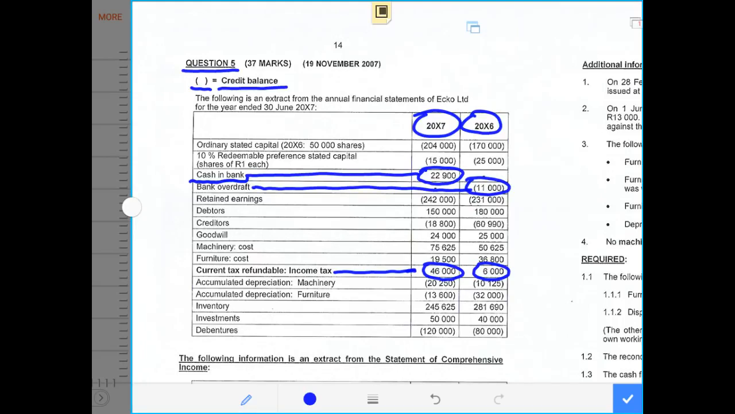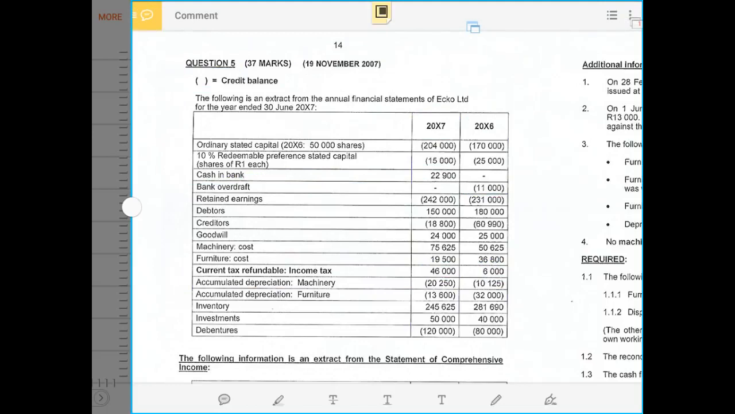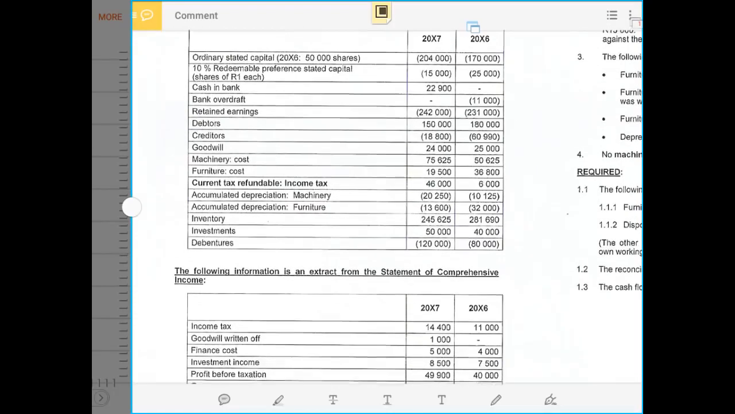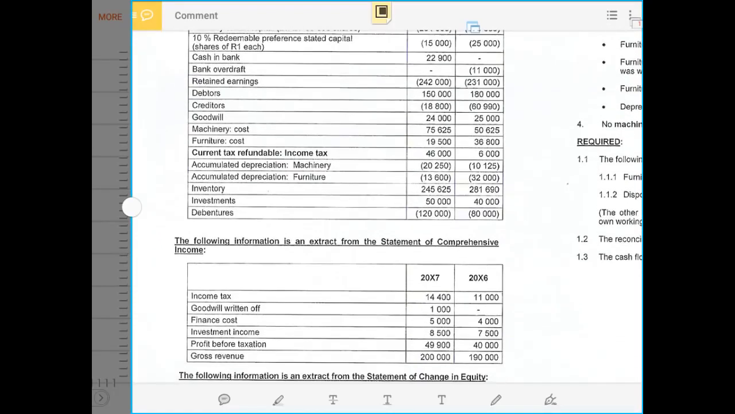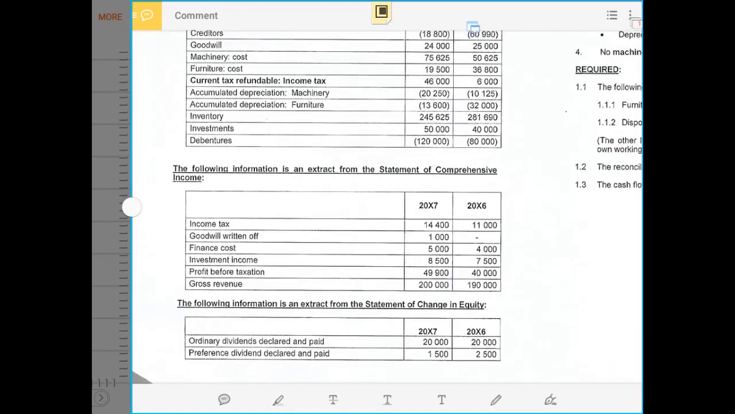That means at the end of both the last year 2006 and the current year 2007 accounting periods, SARS was owing us the two amounts, 46,000 and 6,000 rands respectively. Those were the two very important things that I wanted to bring your attention to before we proceed.